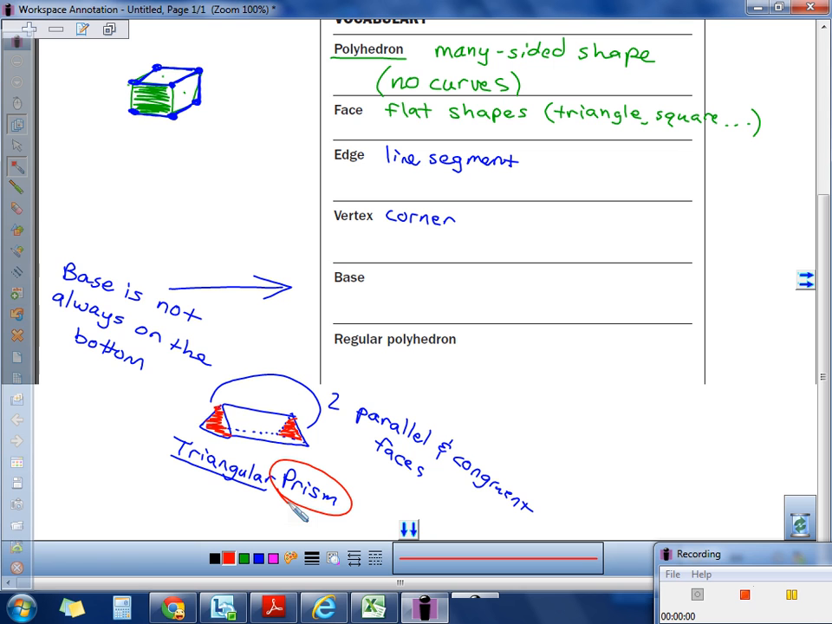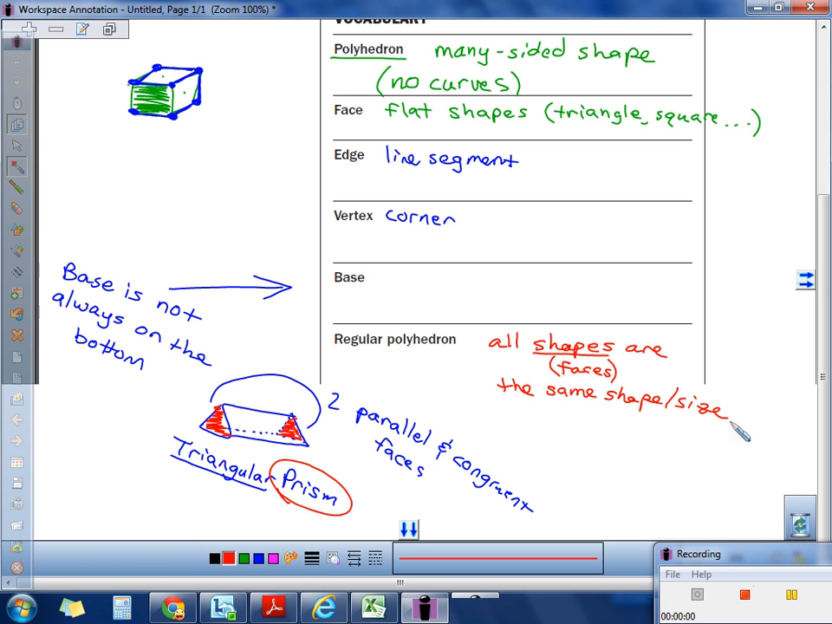Next thing we got to talk about is a regular polyhedron. Does anybody remember what the word regular means? Okay. It means that the shapes are all the same size. So all shapes, and really that's the word faces, all the faces are the same size. They're all the same shape and size.